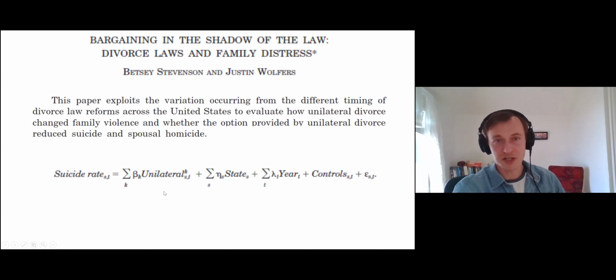So this is their estimating equation. This is a QJE paper. They have dummies for whether a state has unilateral divorce. They have state fixed effects. They have year fixed effects, and there's some controls, but we're going to skip the controls for now.